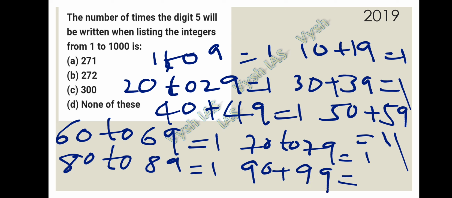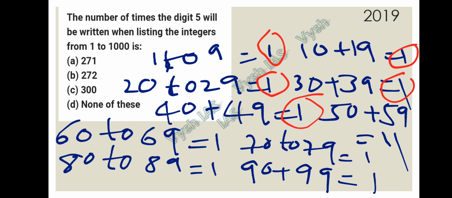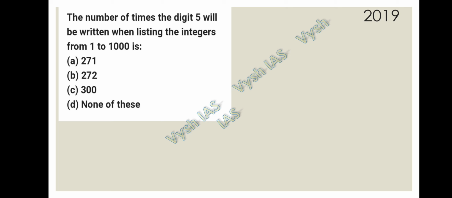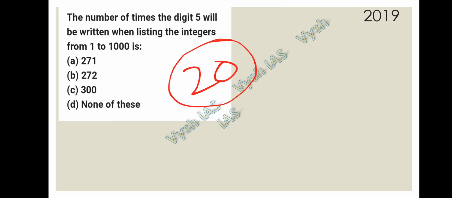So in 1 to 99, how many times does it appear? 1, 2, 3, 4, 5. Okay, 5 plus 11, 16, 17, 18, 19, 20. So in 1 to 99 numbers, it will appear 20 times. Let's remember that. In the same way, from 100 to 199 it appears 20 times, and for 10 such hundreds, 20 into 10, that is 200 times.